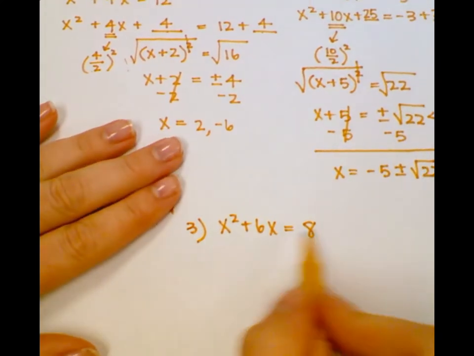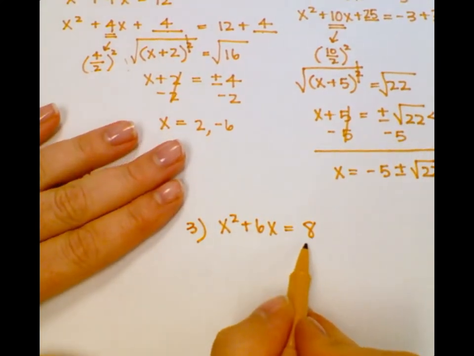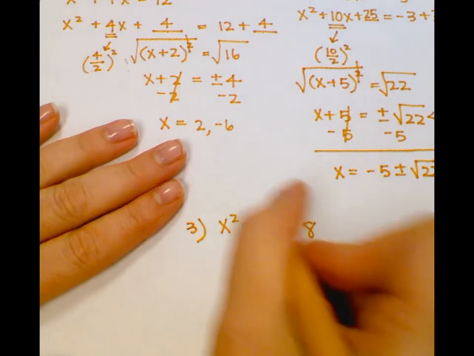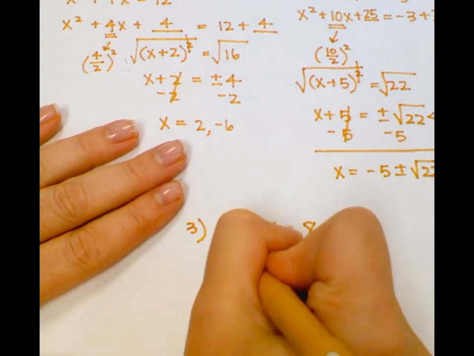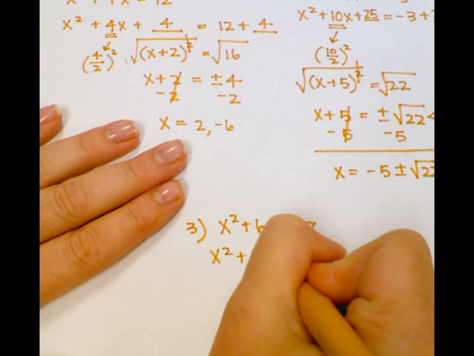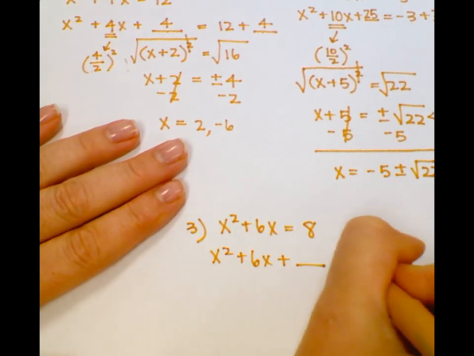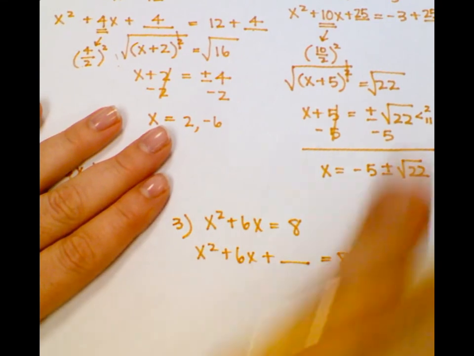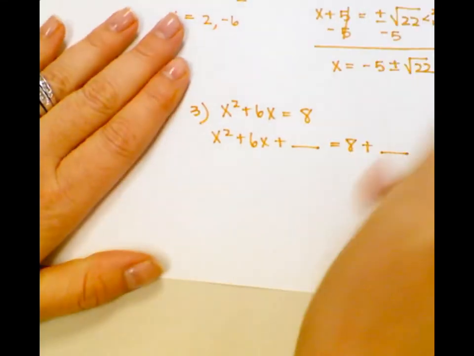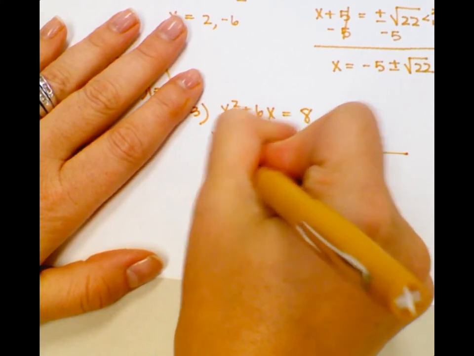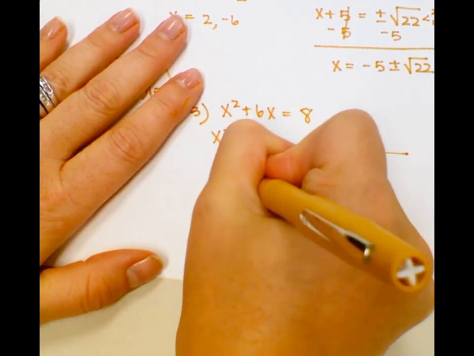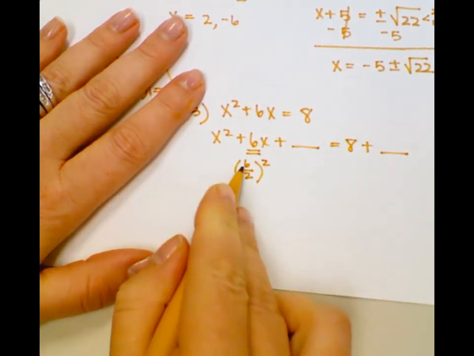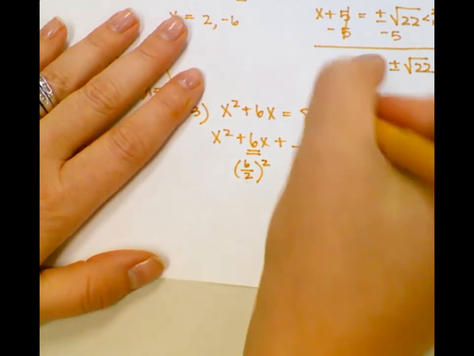All right, so when we're looking at this, look, I already brought my constant over here. So if your constant's over here, what's your next step? Putting your blanks in. So get your blank after your 6x and after your 8. Which number over here are you going to divide by 2 and square? Yes, the 6. So 6 divided by 2 and squared. So 6 divided by 2 is 3. 3 squared is 9.